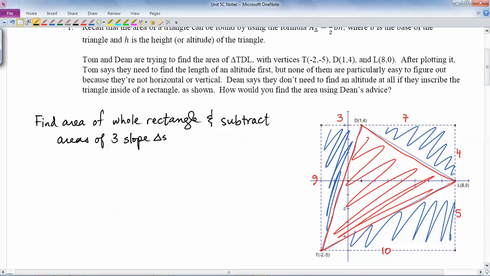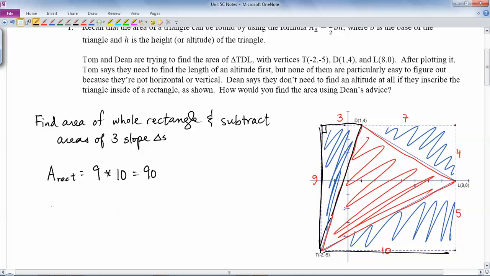Now, the 3 slope triangles, these areas are easy to figure out, because if you look at this one right here, 3 and 9, if I flip it over, it looks like this, 3 here, 9 here. Well, 9 is the height, and 3 is the base, so I could just do 1/2 times 3 times 9. Same deal goes with all of these slope triangles. So let's see the area of the rectangle. It's 9 on one side and 10 on the other, so 9 times 10 equals 90.